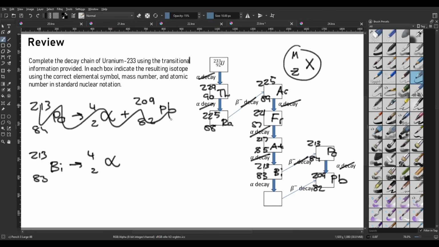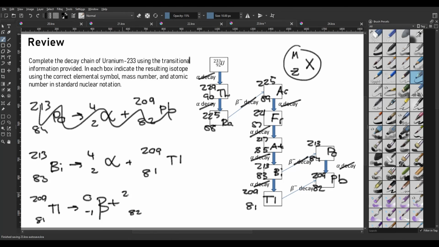So we've already done this, going to cross this through to alpha decay. 213 minus 4 is just 209, is 81. Down here, 81 is going to be TL. 209, 81, TL. There's the alpha decay done right there. And if we do a beta decay here, we should get the exact same thing, lead 209. So 209, 81, TL, 0, -1, beta, plus 82, 209, and that is in fact lead 209.